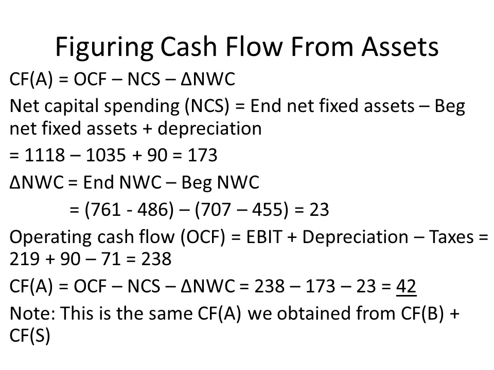And finally, we can bring all these things together. Cash flow from assets is equal to operating cash flow minus net capital spending minus the change in net working capital. We said that OCF was 238, net capital spending was 173, and the change in net working capital was 23. And when we do that math, we come out with 42. Now this is exactly the same cash flow from assets that we obtained when we took cash flow to creditors and added cash flow to shareholders. That's not a coincidence. That's the way it has to be if your financial statements have been done correctly.